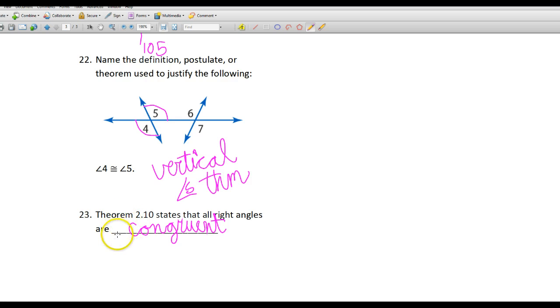The right angle theorems: we have theorem 2.9, perpendicular lines intersect to form four right angles. Theorem 2.11, perpendicular lines form congruent adjacent angles. Theorem 2.12, if two angles are congruent and supplementary, then each angle is a right angle. Theorem 2.13, if two congruent angles form a linear pair, then they are right angles. And the one in question here, Theorem 2.10, all right angles are congruent.